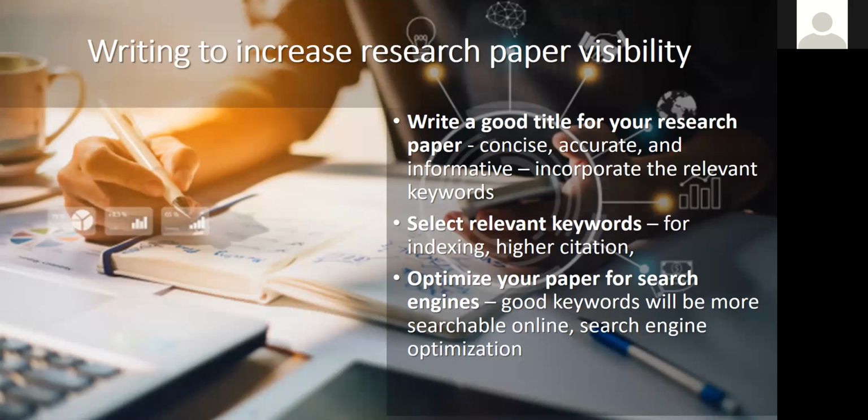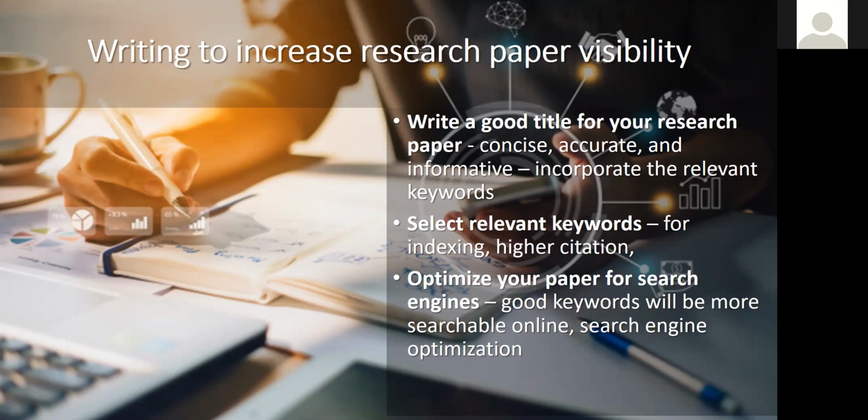During the writing process of your publication, there are techniques you can also use to increase your research paper's visibility once it has been published, because it helps to drive your research impact as well. Firstly, write a good title for your research paper. We have done a workshop just focusing on the title. A good title is specific and includes keywords that readers might be searching for.